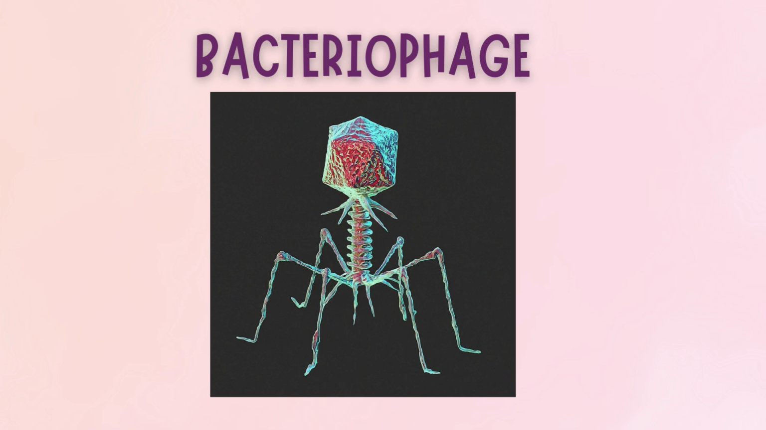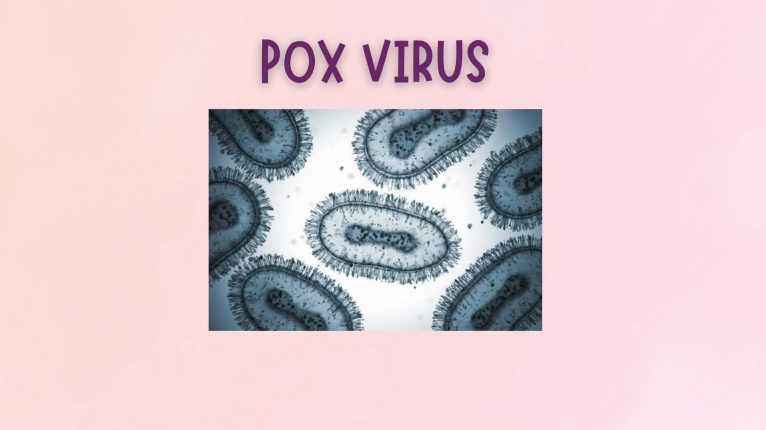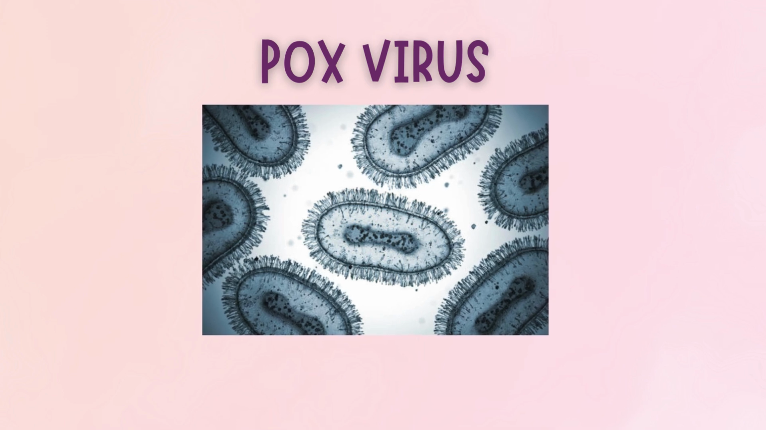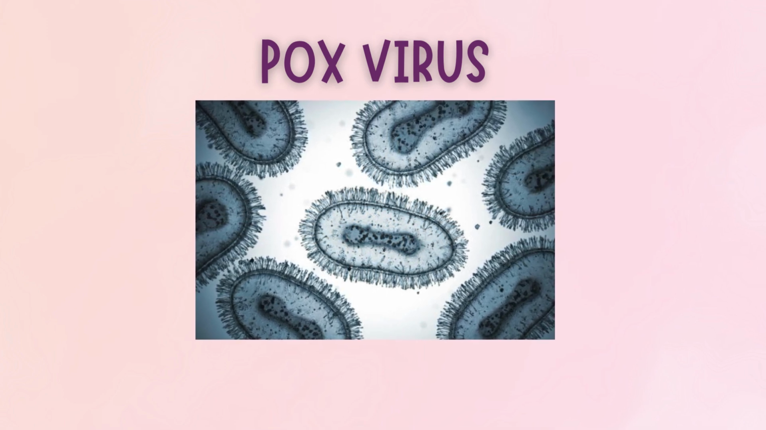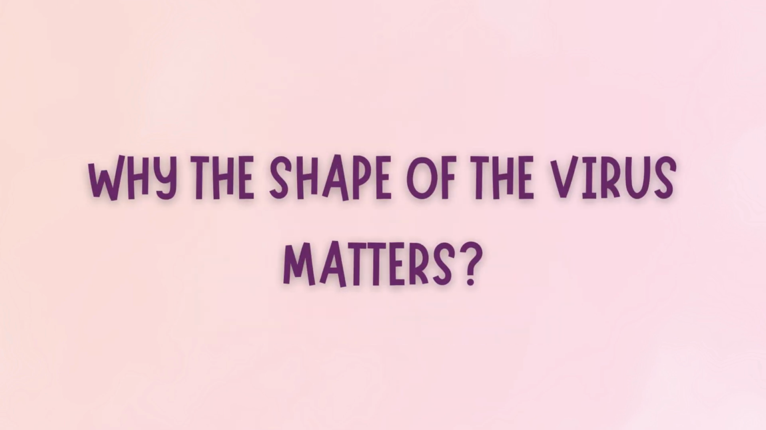Another example is the pox virus, which causes smallpox and has a complex structure with multiple layers and a large genome. So why exactly does the viral shape matter?